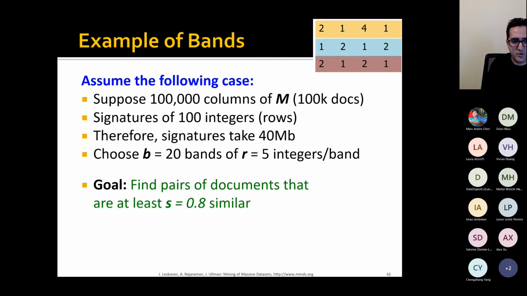Let's say we choose B to be 20 and R to be 5. We need to divide these 100 rows into 20 bands, and these are just random numbers. I'm just going to tell you how it works, and I will talk about the numbers in a second. And the threshold is 0.8. If two documents have a similarity of 0.8 or higher, they should be identified as similar items.